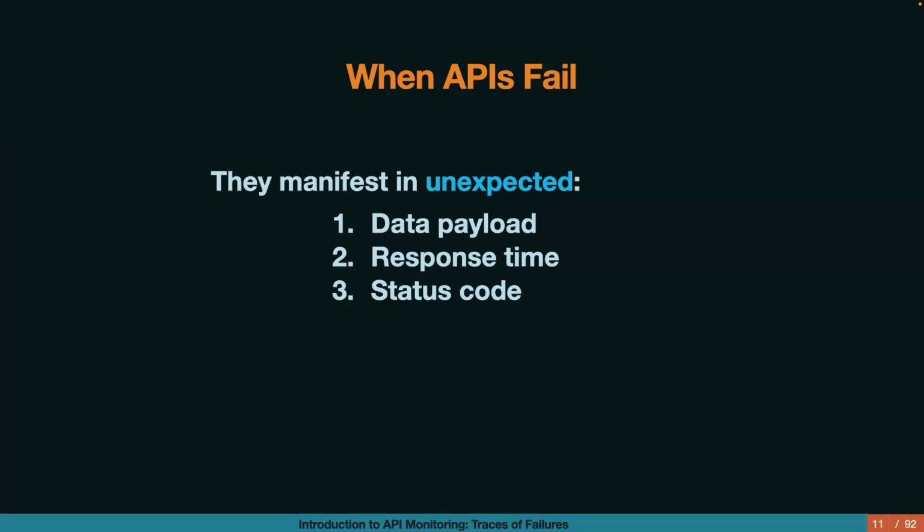So now that we know what to look for to detect API failures, what do we do? Well, to catch failures as quickly as possible, companies invest in tools that track the performance of API endpoints and look for these signs of failure. These tools are called, appropriately, API monitoring tools.